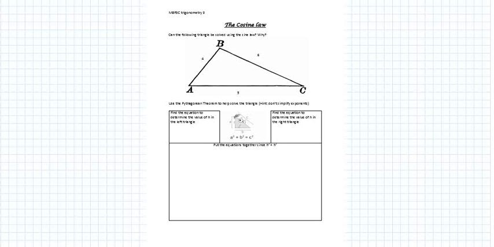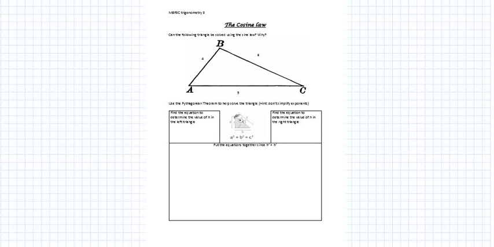Today we're going to learn the second law, or the other law that we use when it comes to oblique triangles. Yesterday we looked over the sine law, and we said that with the sine law, I need to have an angle and its opposite side, and another piece of information, either a side or an angle, to be able to solve for the other angles and sides.